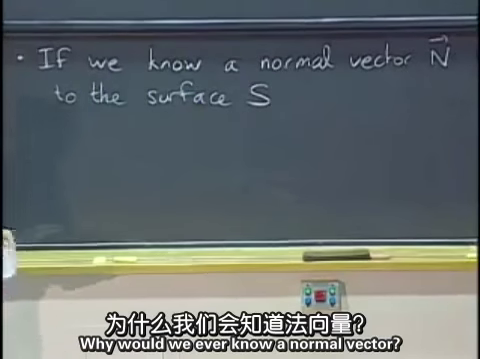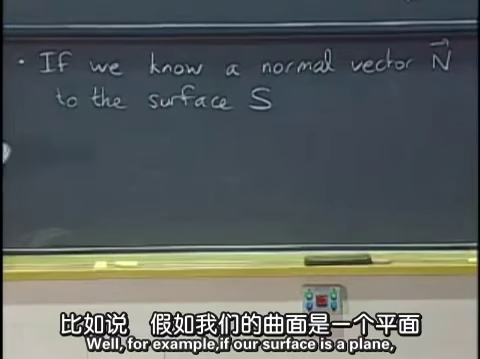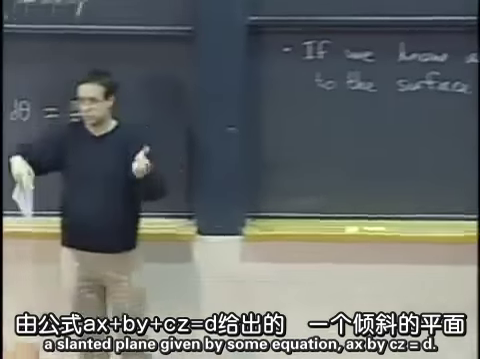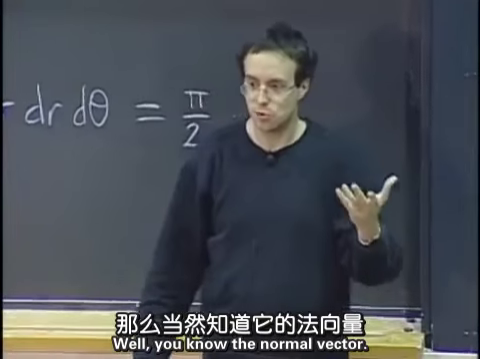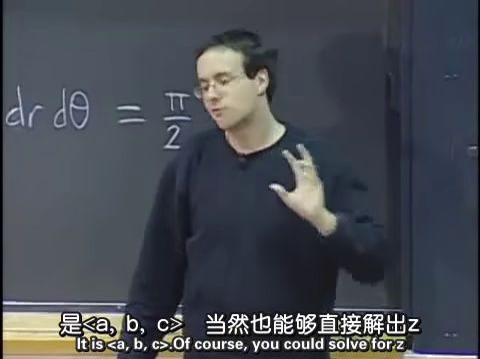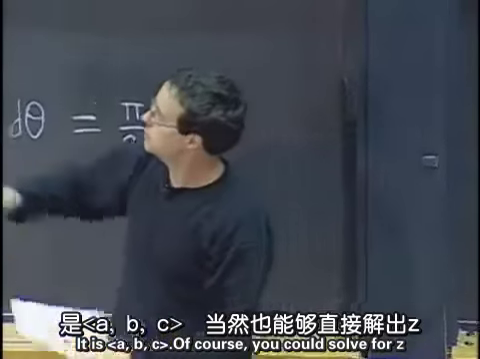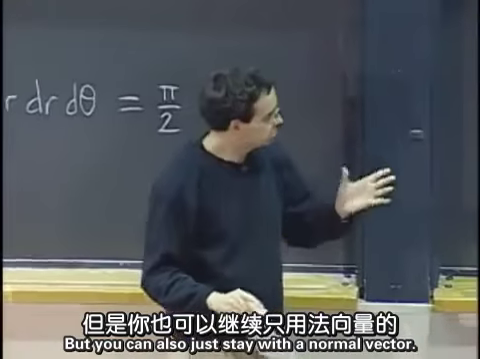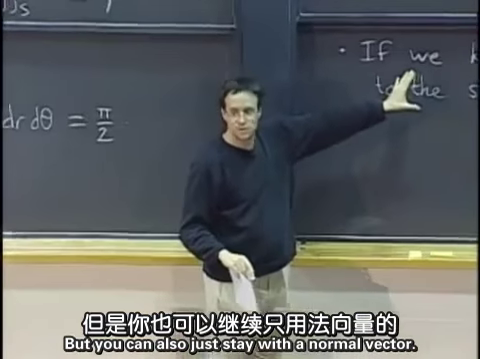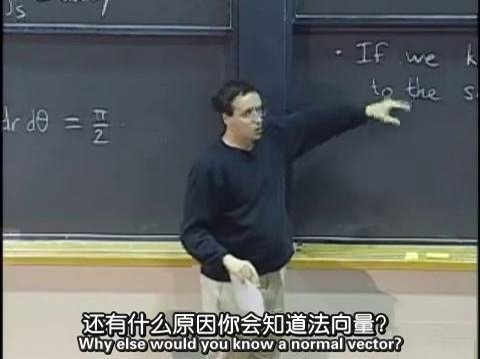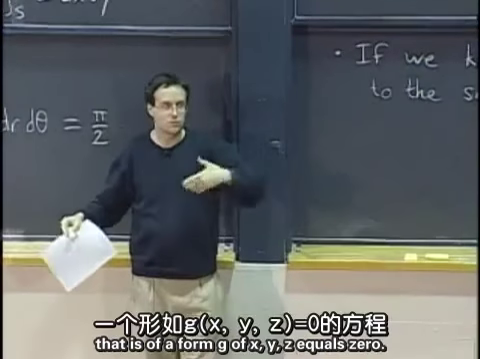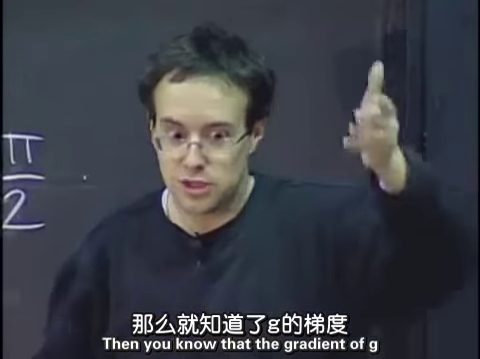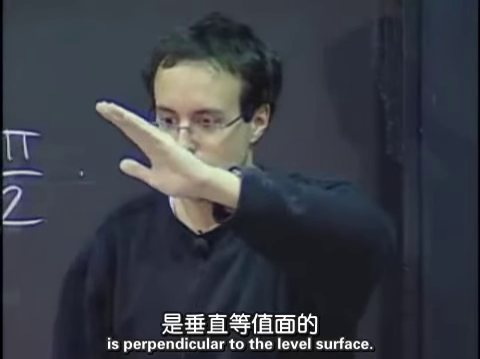So why would we ever know a normal vector? Well, for example, if our surface is a plane, say it's a slanted plane given by some equation, ax plus by plus cz equals d, you know the normal vector, it's abc. Of course, you could solve for z and then go back to that case, which is why I said that one is really useful. But you can also just stay with a normal vector. Why else would you know a normal vector? Well, let's say that you know an equation of the form g of xyz equals 0. Then you know that the gradient of g is perpendicular to the level surface.